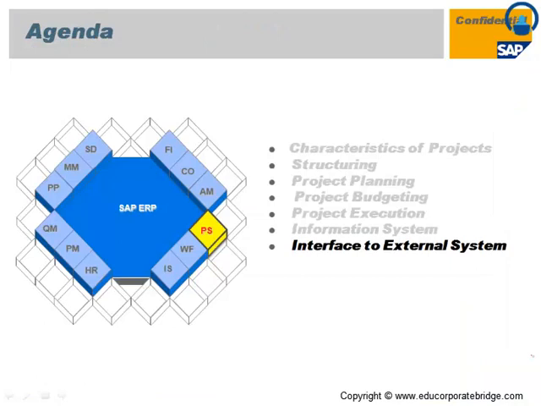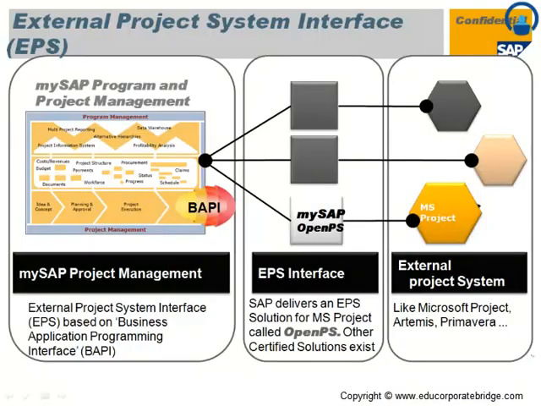The final section of this project system module is the interface to external systems. The project system module is available to interface with many other systems. You can interface the project system module with Microsoft Project, called MSP, or with Primavera. For this interface, SAP has provided standard tools which act as a platform to join these two different systems, and they can be easily linked to each other. So you can transfer the data from SAP to MSP or MSP to SAP.